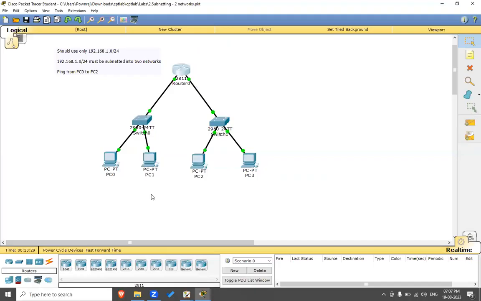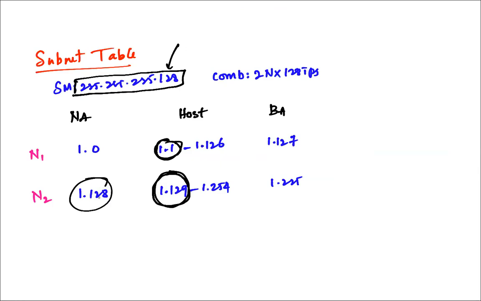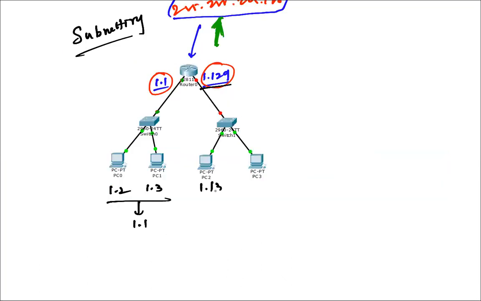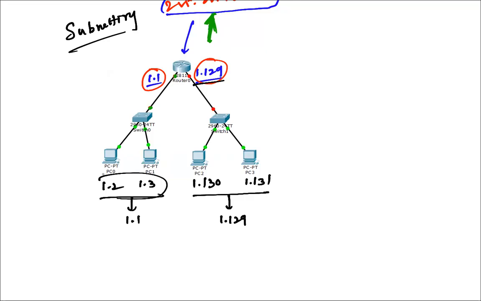So here, if you see, 1.128 is the network address. We're going to have 1.129. This is the first IP, which we already gave to the gateway of the second interface. Okay, now what is the next available IP? 1.130. Yeah, 1.130, here 1.131. Okay, and what is the gateway? The gateway is going to be 1.129. Clear? Yes, perfect.